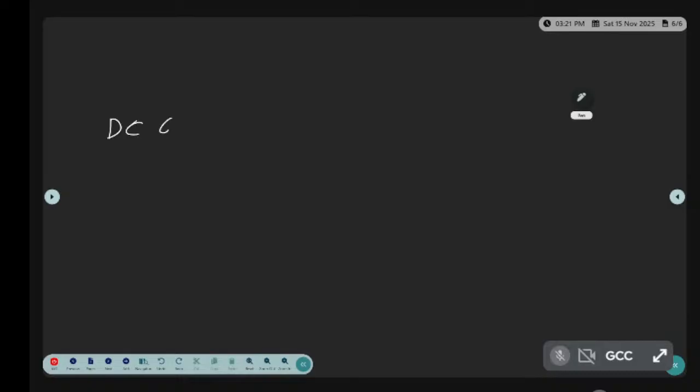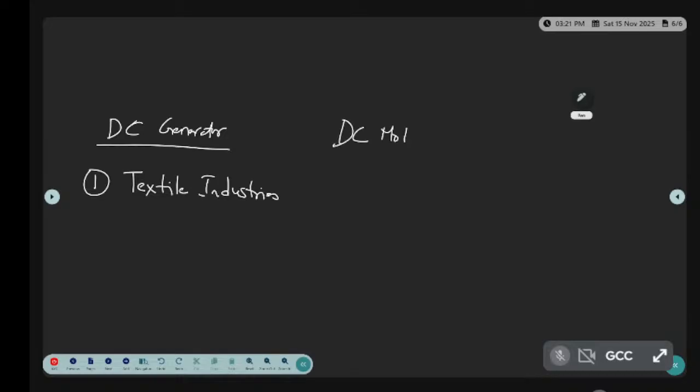AC generator. Where do you use an AC generator? In a textile industry. Okay, we have so many, but let us say DC motor. Lifts are there, no? A lift uses a DC motor. And we can use it in an escalator also.